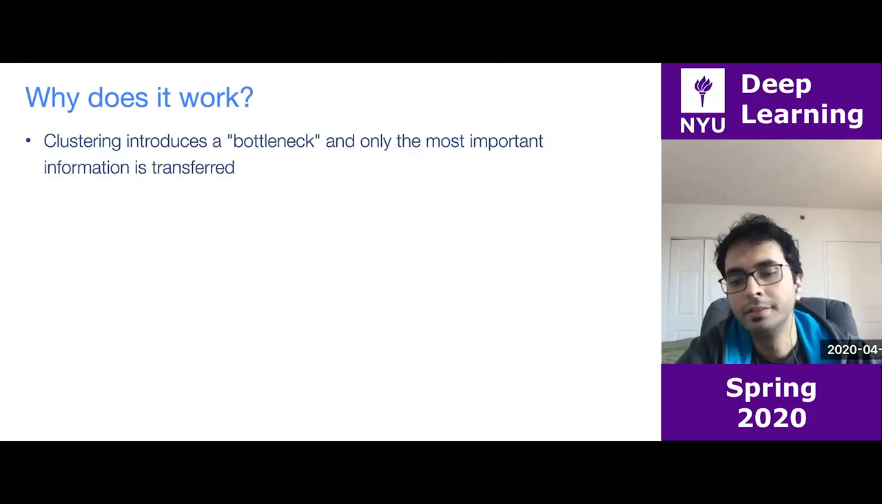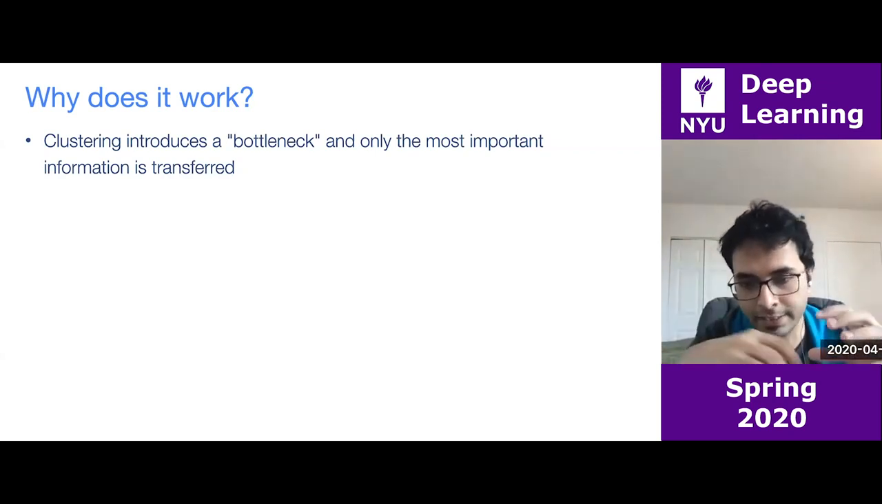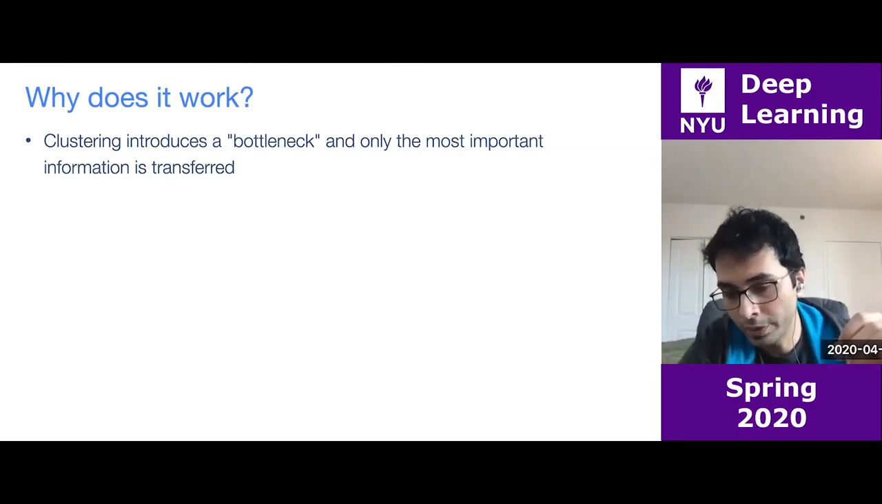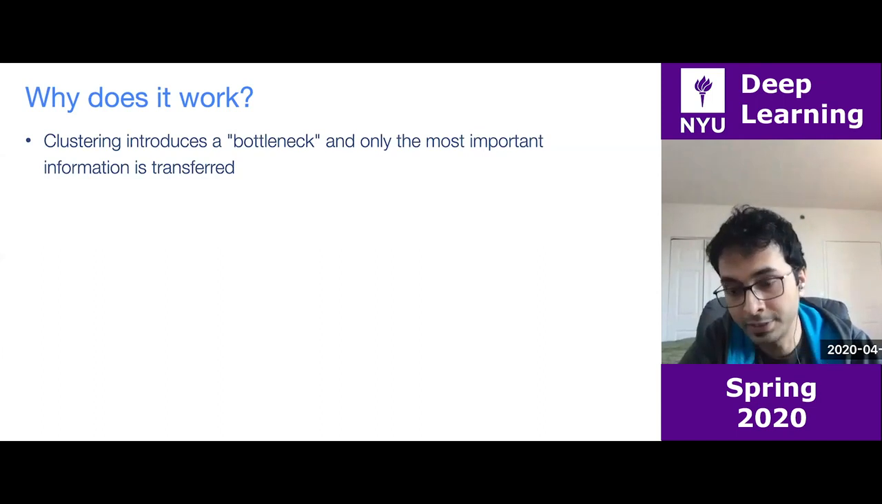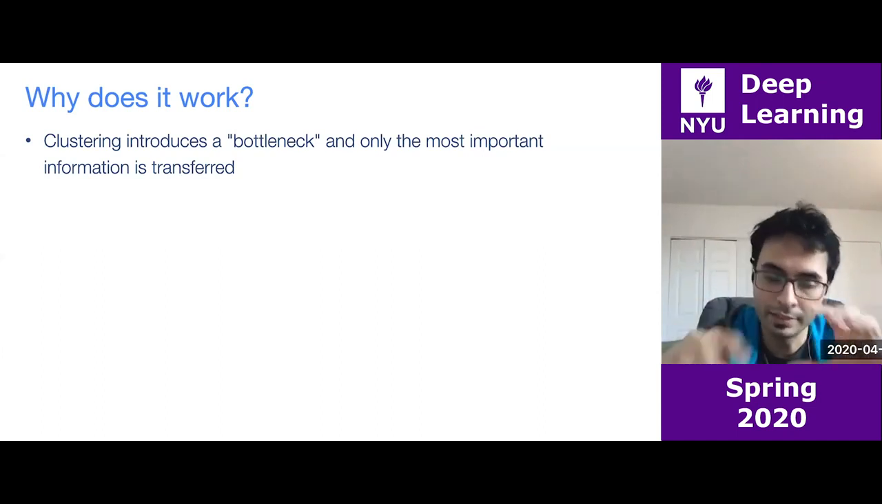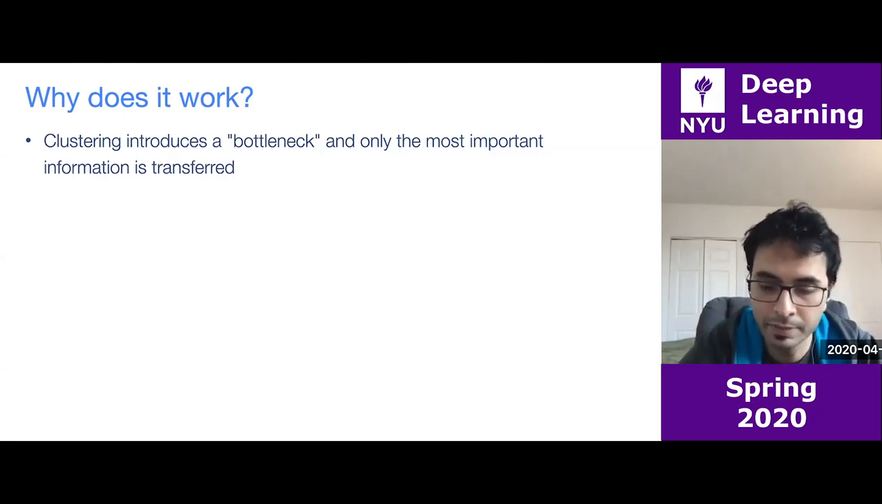The reason we believe that this method works is because the clustering step, when you're clustering just these images, you're only capturing the essential information, which is what images go together and what images do not go together. So you're throwing away all the other information that is present in the original network. You're just capturing the inter-image relationships that were modeled by the initial network.